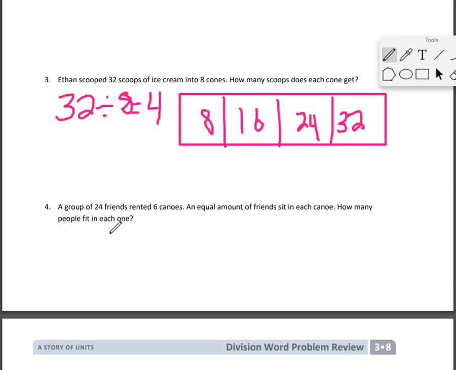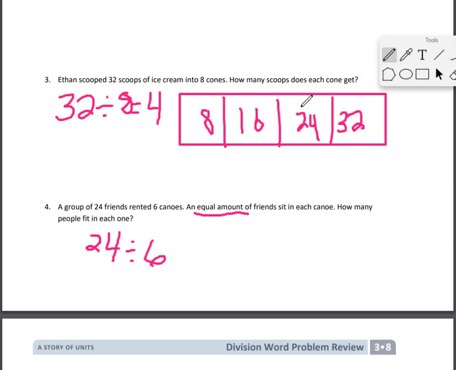All right, number 4. A group of 24 friends rented 6 canoes. An equal amount of friends sit in each canoe. So we know we have an equal amount. That's very important for division. How many people fit in each one? So that's 24 divided by 6.